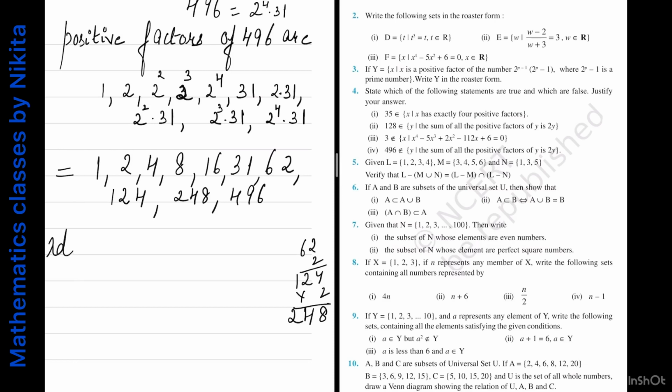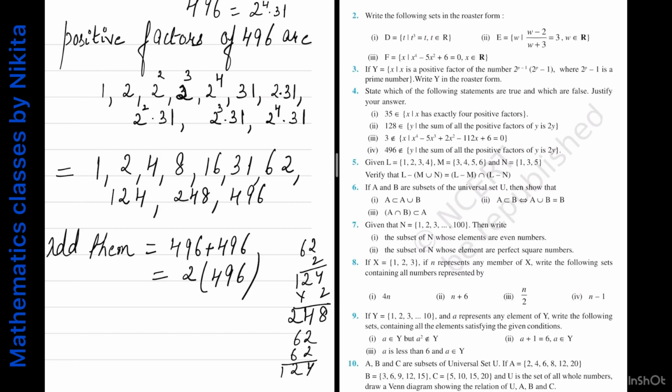Now you just add them. What will you get? I am just writing the result. So 1 plus 2 is 3, 3 plus 4 is 7, 7 plus 8 is 15, 15 plus 16 is 31, 31 plus 31 is 62. Then 62 plus 62 is 124. Then 124 plus 124 is 248. Then 248 plus 248 is 496. And 496 plus 496. So this is 2 times 496. So you can see that it is 2 times y.